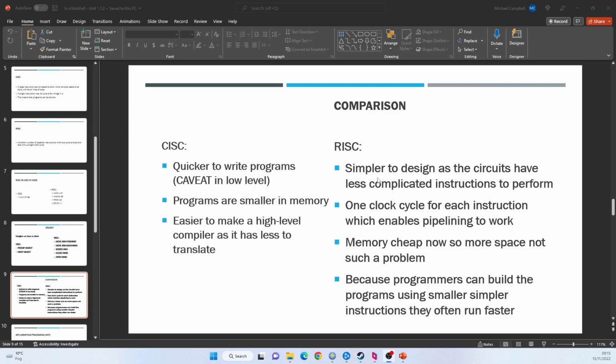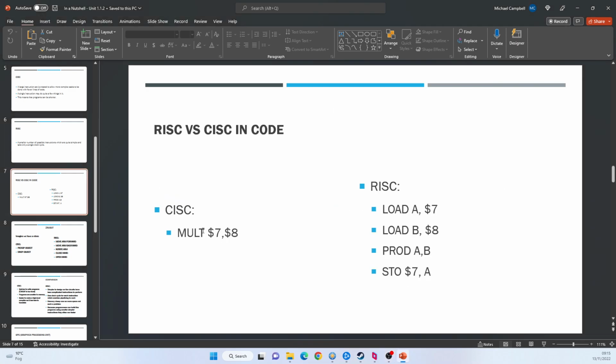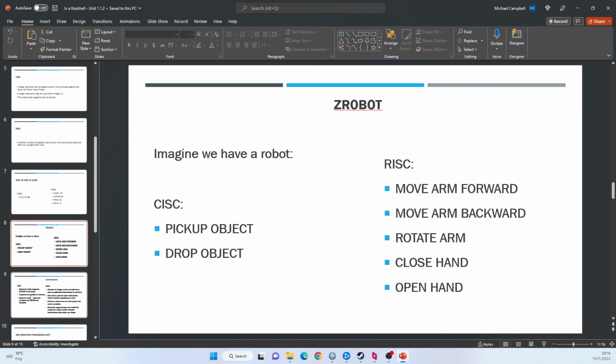However, RISC is simpler to design as the circuits have less complicated instructions to perform. If you have to design the circuit to do all of that in one go, that can be quite annoying. Whereas here you've got decomposition. You've only got to make that instruction do one thing, so it's a little bit easier to design the circuits for.